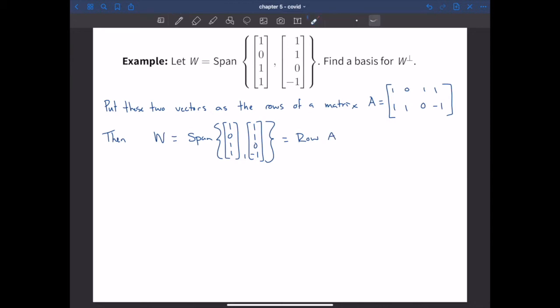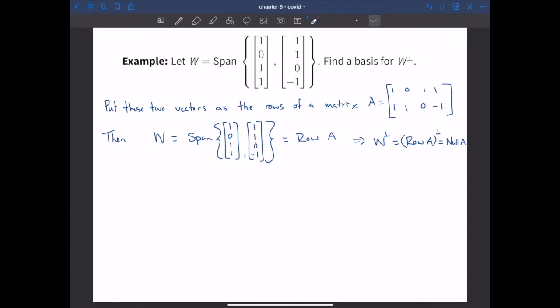All right, so you can maybe now see why we wanted to do this. By putting these vectors as the rows of a matrix, now the space that we were asked to consider, which was W, the span of these two vectors, that's just the same thing as the span of the rows of A, and hence W is just equal to the row space. Now the reason we wanted to do this is because we know what the orthogonal complement of a row space is. So we have W equals row A, and if we take the orthogonal complement of both of these, well, the orthogonal complement of the row space is just the null space.